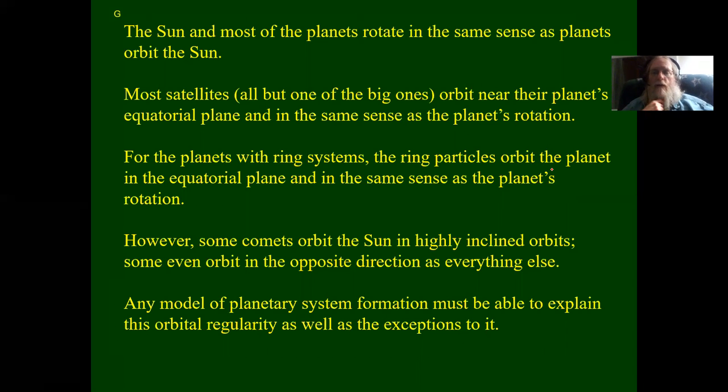So there's an enormous amount of regularity to the motions in the solar system. There are, however, some comets that orbit the sun in highly inclined orbits, and in fact, nearly in random directions, some even going around in the opposite direction as everything else. And some of these comets also have extremely high eccentricities. So in the next unit, when we look at how planetary systems form, we're going to need to explain all of this orbital regularity, as well as understand why there are some exceptions to it.